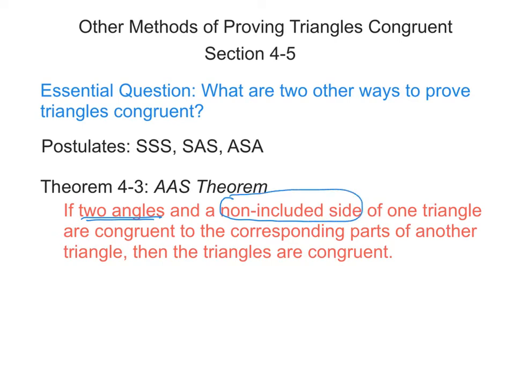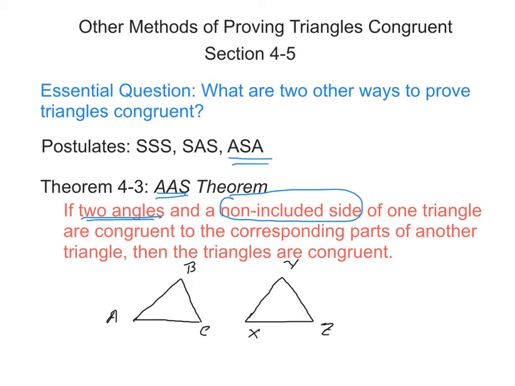Well, remember, in our postulates, we had angle, side, angle, where the side was between the two angles, okay? Here, we have two angles, but the side is not between the two angles. It's only common to one of those angles. So that's why we refer to this as the A-A-S Theorem. So if two angles and a non-included side of one triangle are congruent to the corresponding parts of another triangle, then the triangles are congruent. So now we have four methods for proving triangles congruent, three postulates and this new theorem, theorem 4-3.